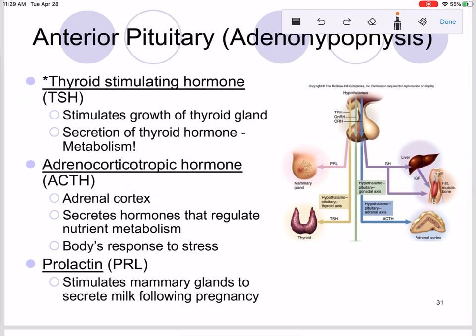Let's talk about thyroid stimulating hormone, TSH. That was one I circled, right? Yeah, okay. Just want to make sure. Thyroid stimulating hormone. This is also released from the anterior pituitary gland, but this time it goes to the thyroid. And the thyroid gland surrounds the trachea in the throat.